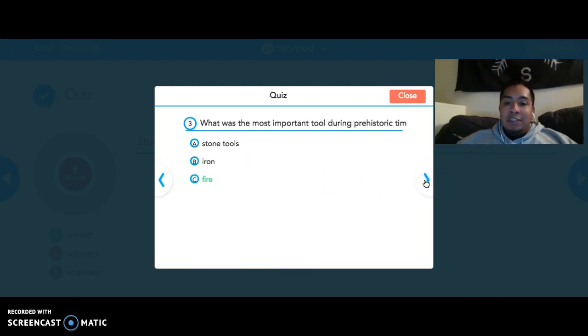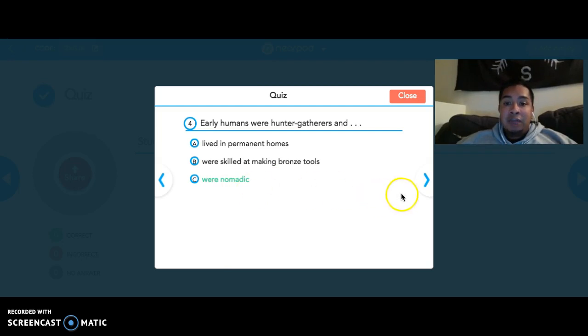What was the most important tool during prehistoric time? Stone tools is the correct answer. Stone tools were used during prehistoric time, and iron wasn't even developed until after prehistoric times. Early humans were hunters and gatherers and were nomadic. That means that they moved from place to place looking for food.